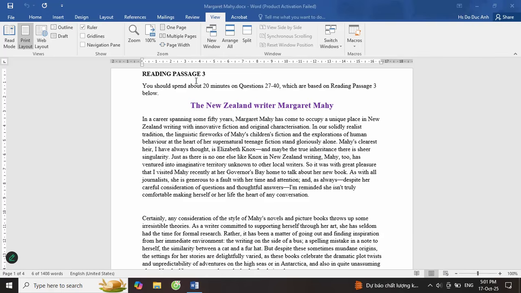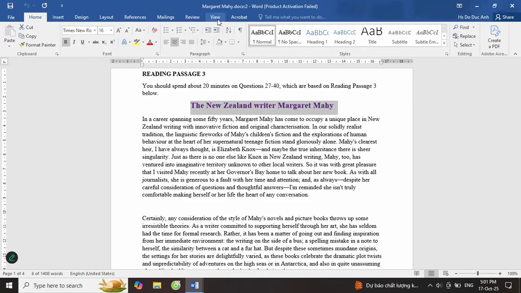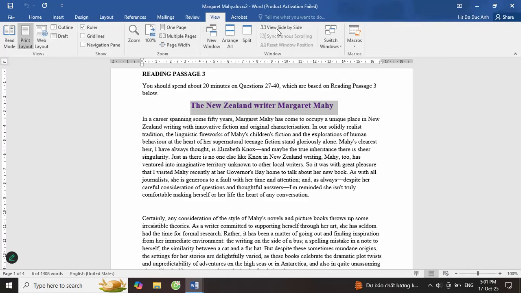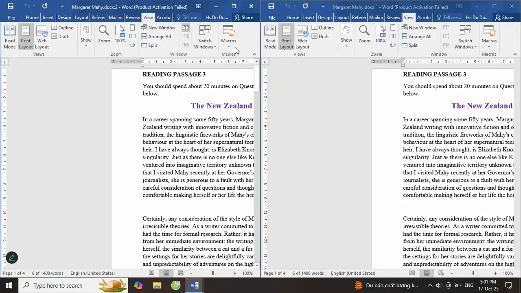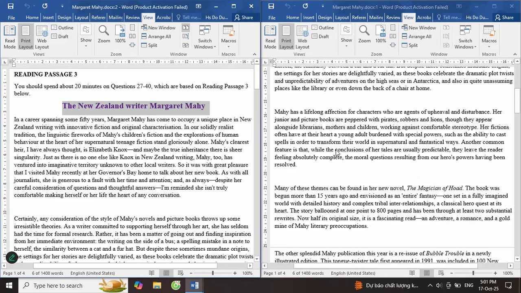And to finish the reading set, we will read passage 3, the New Zealand writer Margaret Mahy. This passage is often repeated in computer-based tests in Vietnam. So any viewer from Vietnam, I would highly recommend you practice this one.